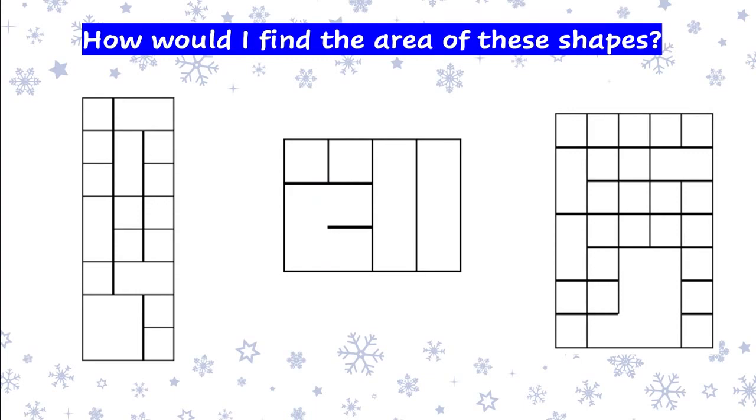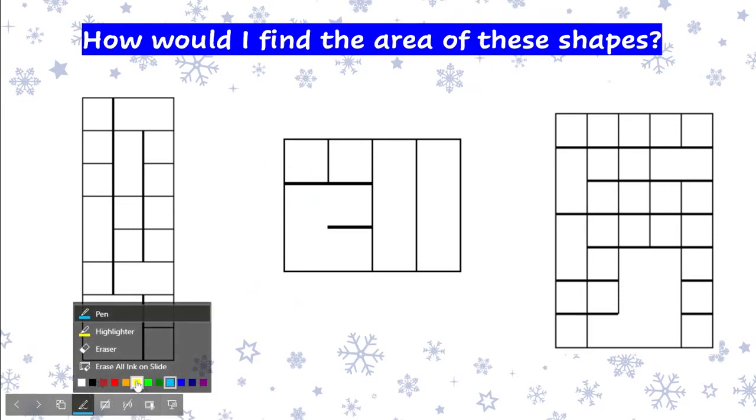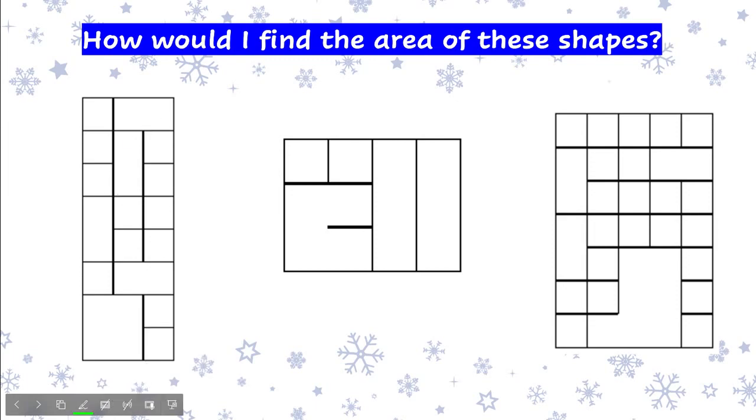Okay, so looking at these, how would I find the area of these shapes? So in these shapes, they have a lot missing, right? So we're going to have to go through and we're going to have to draw the lines. So anywhere that you see a missing line, you have to draw it. You have to make sure that all of the squares are equal. And you should know if they're not equal or not by looking at them, because if some of them are bigger than the others, then that means it's not equal.